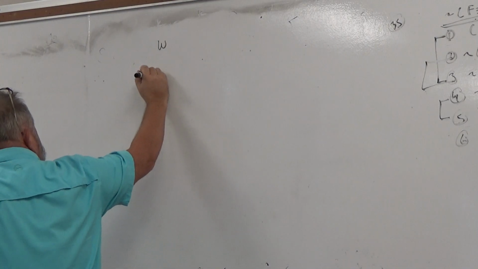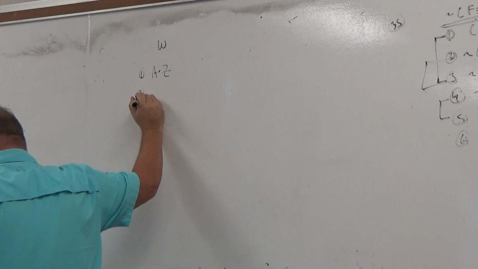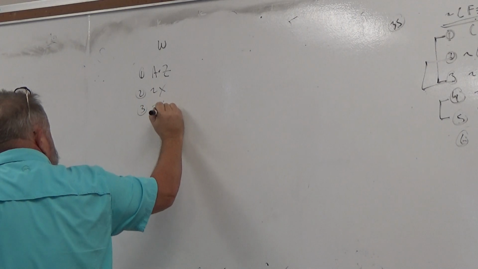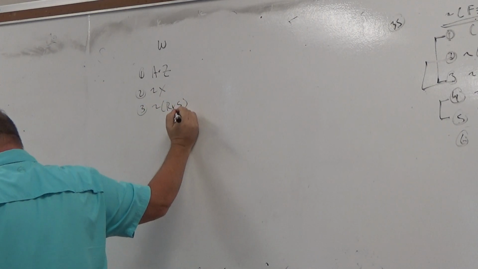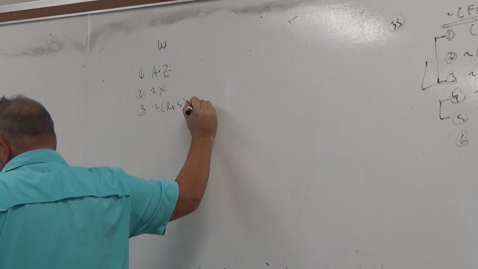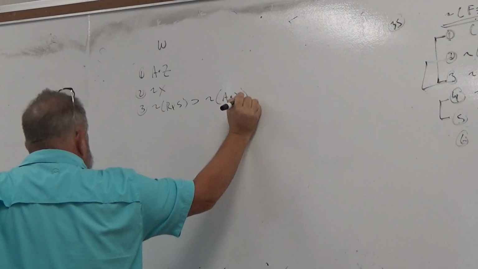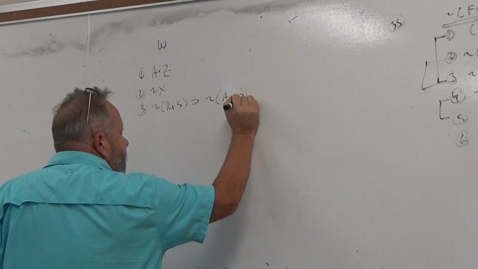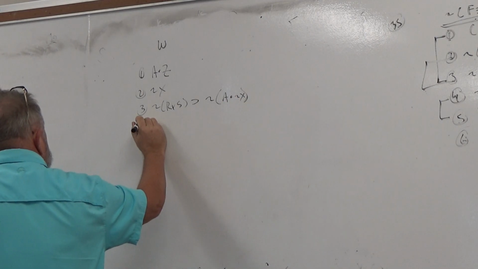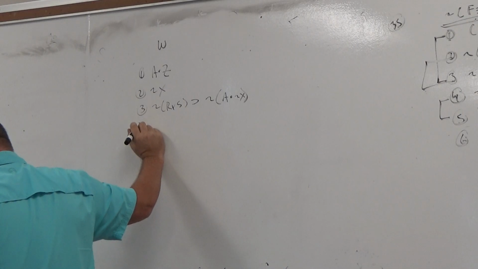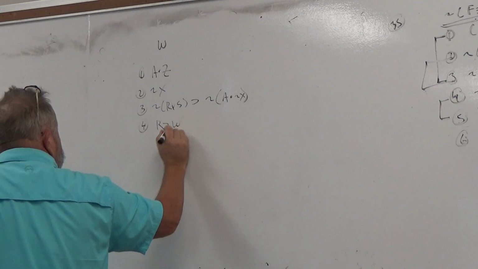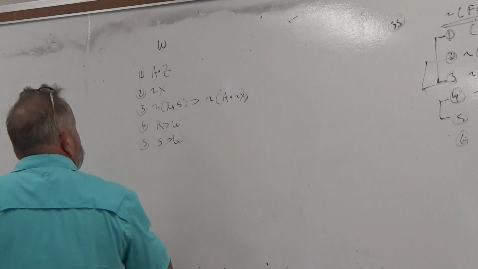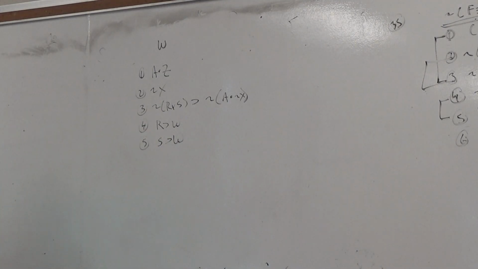Okay, and we have A and Z. We have 2, which is not X. We have 3, which is not R or S. Then 4 is A and not X. Oops, A and not X. Don't let me make a mistake. If I make one little tiny mistake writing it down, the problem might be unsolvable. 4, R then W, and 5 is S then W. Okay, then we got to get W.